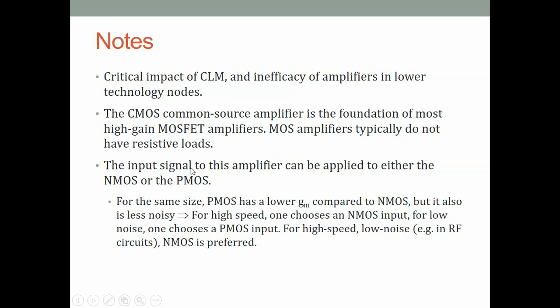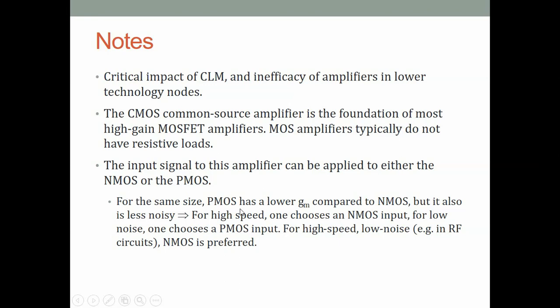Another small note. For this amplifier we just studied, we had applied the input signal to the NMOS. Theoretically, one could apply the input either to the NMOS or the PMOS. There is a symmetry there in the circuit. So once the DC circuit is designed, we can apply the input to the gate of the PMOS or the NMOS. Now there are different considerations that decide in an actual application where one would apply the input, whether to the PMOS or the NMOS.